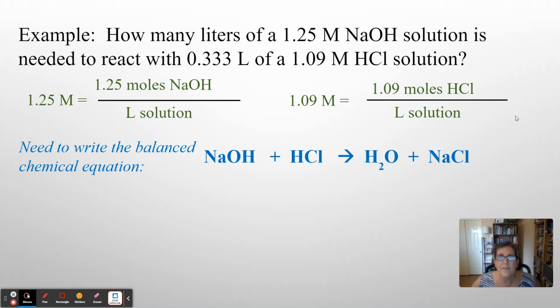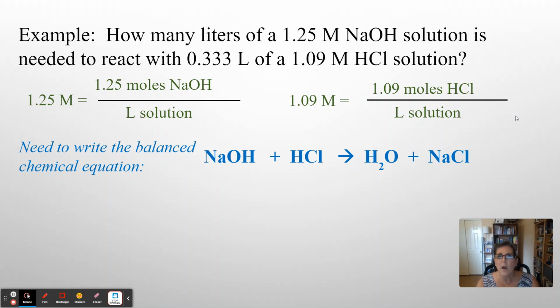And hopefully you got this balanced reaction. Sodium hydroxide plus hydrochloric acid makes water plus salt, NaCl. I left out the states just because it's a little messy. But normally you do need to include those.